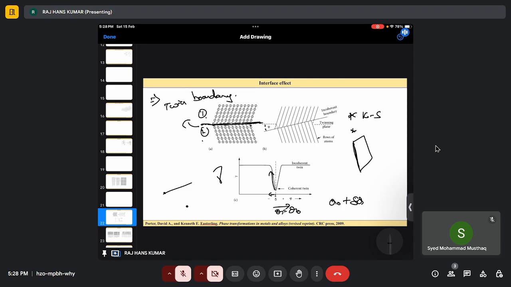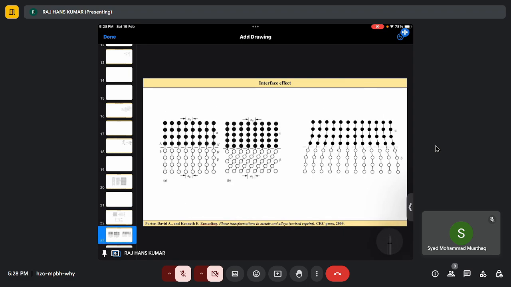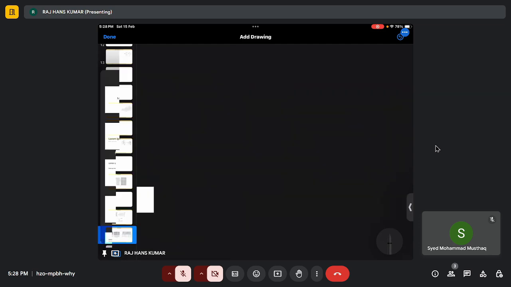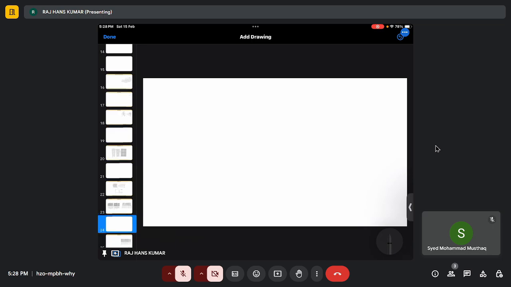Now what happens if there are different phases, right? So that's where we come at the interfaces, right? So interface between two different phases. Right? Let me add this here.